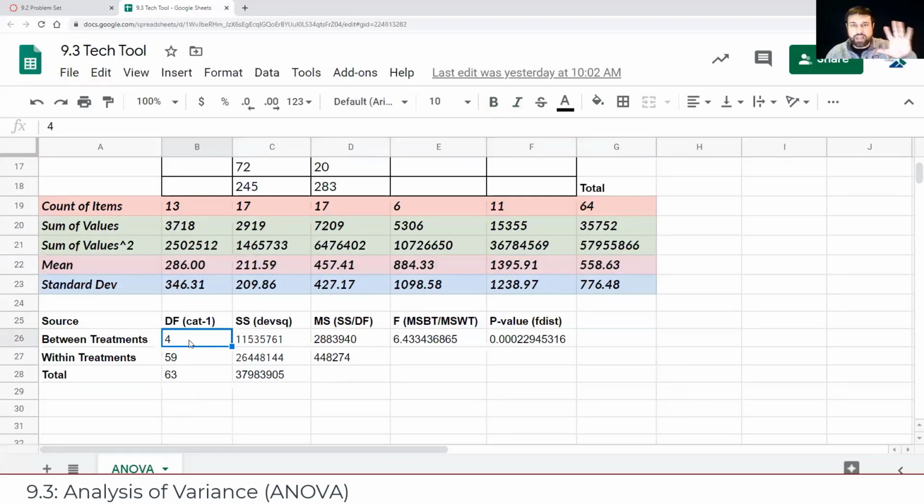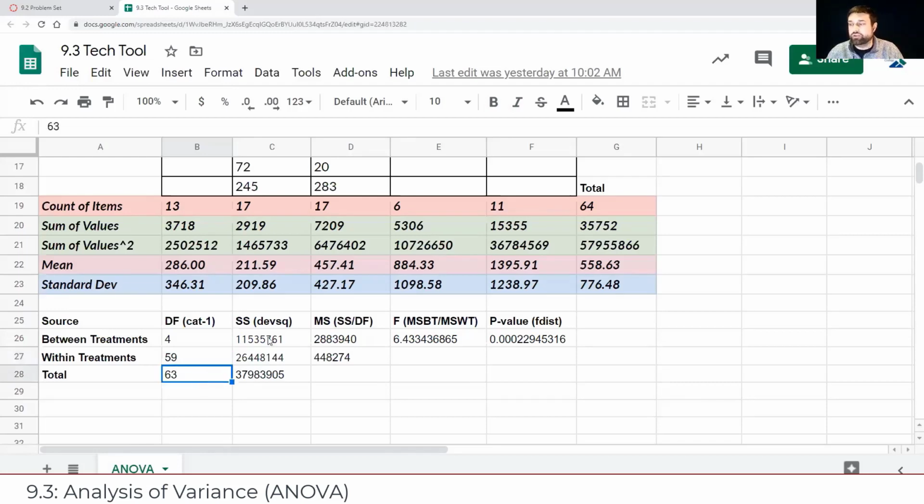So remember, we had 5 categories and we subtract 1. So the degrees of freedom is 4. The total number of categories that we had, if you take a look at the total number of items, 64 items, remember we said put them all together as one big set. So that number would be minus 1. So 64 minus 1 is 63, which means our within treatments have to be 59. You take the 63, you minus the 4, and you get 59. Okay, that's where that number comes from.